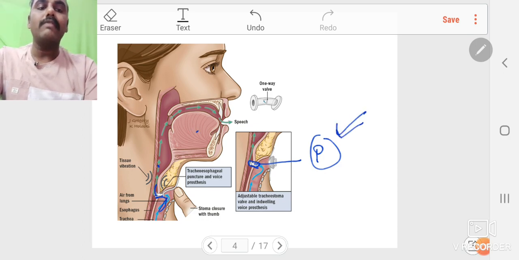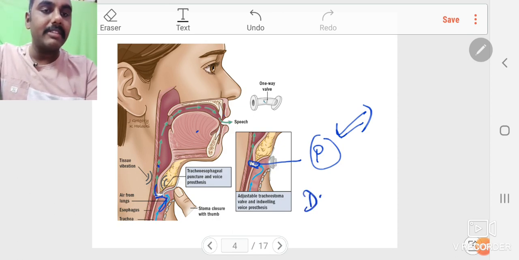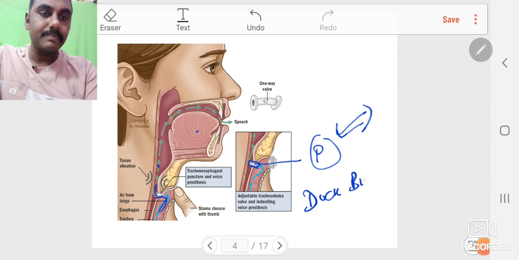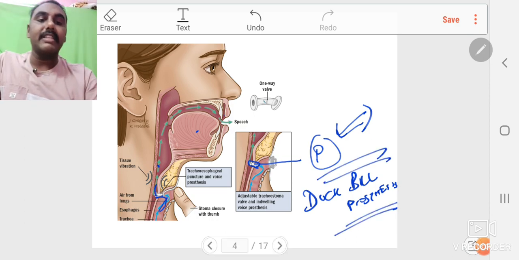This is the role of the tracheoesophageal prosthesis, and there are various prostheses, one is the duck-bill prosthesis. These are available in the market; they are just different types of prostheses, nothing else.